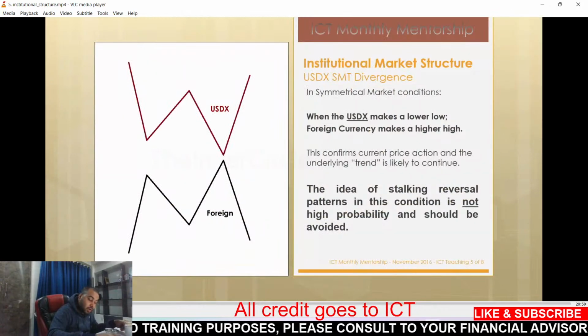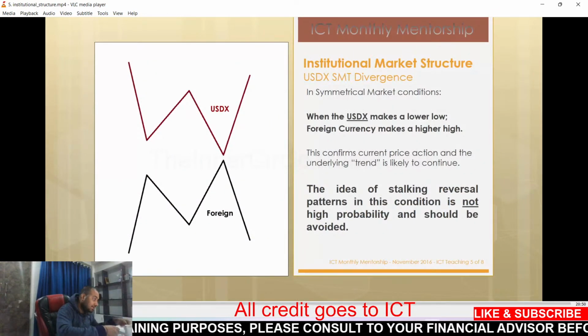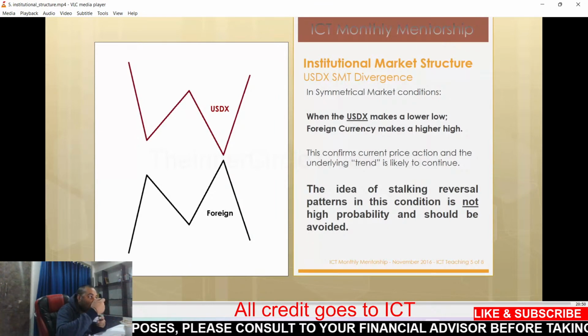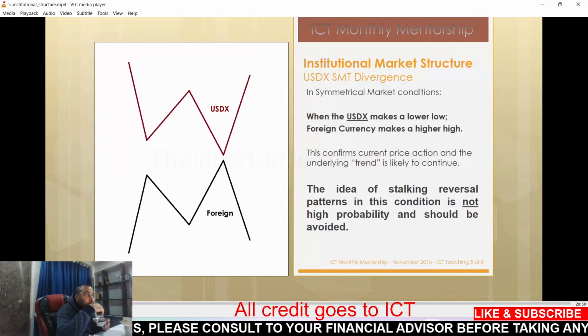Okay, let's take a closer look at what this concept actually means. We're going to be referring to the US dollar index SMT divergence. SMT stands for Smart Money Tool or Smart Money Technique, and we're going to be looking for a divergence between closely correlated or inversely correlated assets.